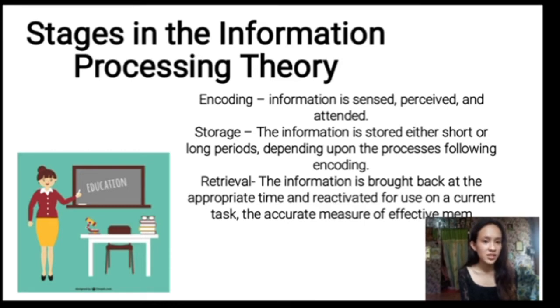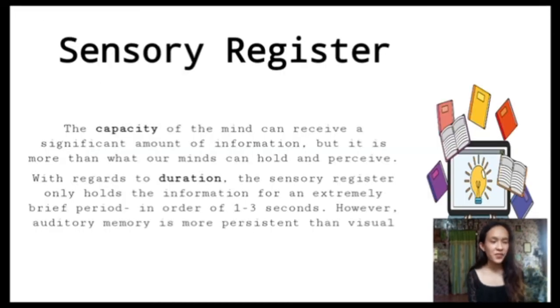Then, next is storage. The information from encoding is stored either for short or long periods depending upon the process following the encoding. And last, we have retrieval. The information is brought back at the appropriate time and reactivated for use on a current task, and is an accurate measure of effective memory. Now, let's discuss the function of the sensory register.